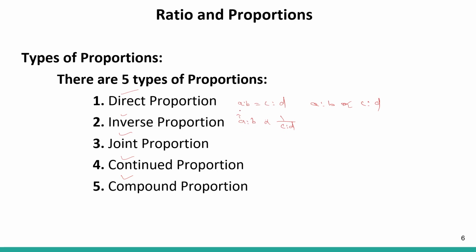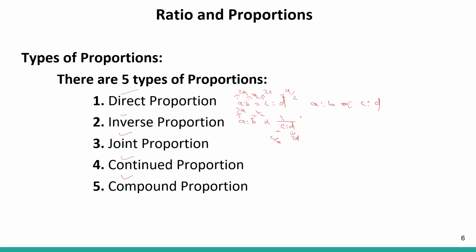If A increases 2 times, if A becomes 2A, then D becomes 2D. Okay, if B becomes B by 2, C becomes C by 2. But in direct proportion, what happened was, if A becomes 2A, C becomes 2C. If B becomes B by 2, D becomes D by 2.